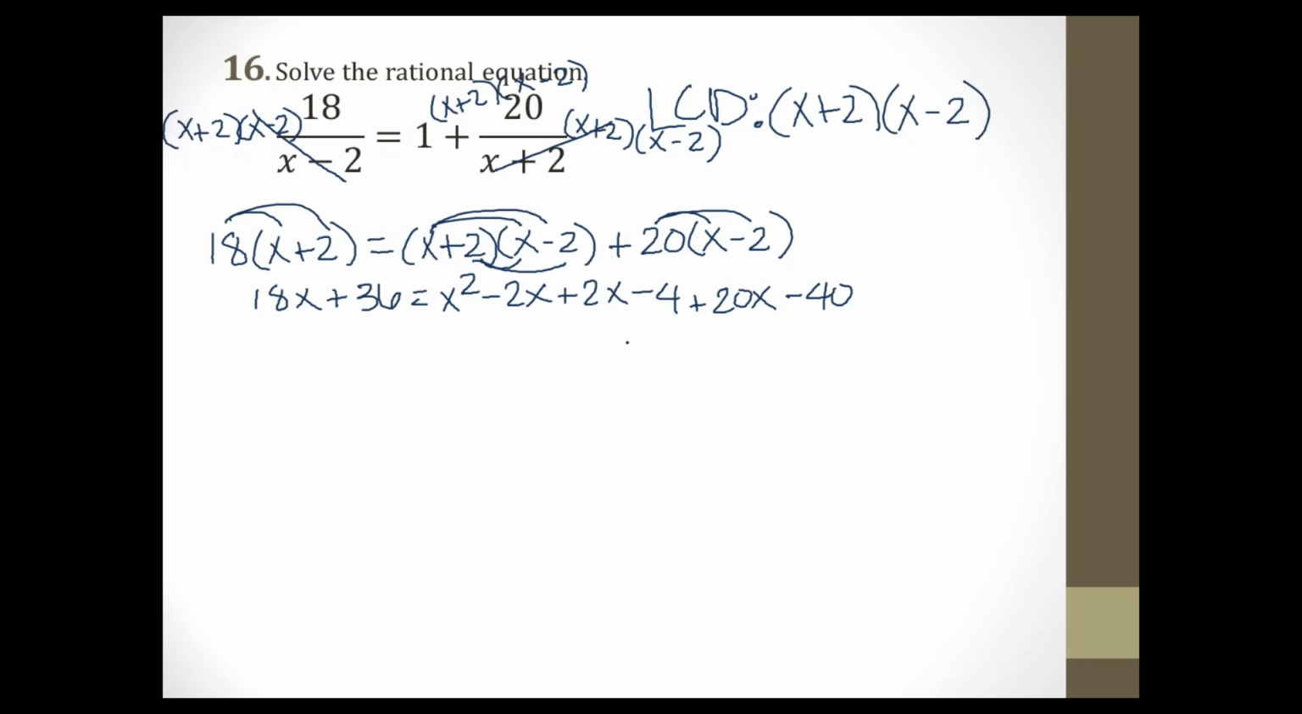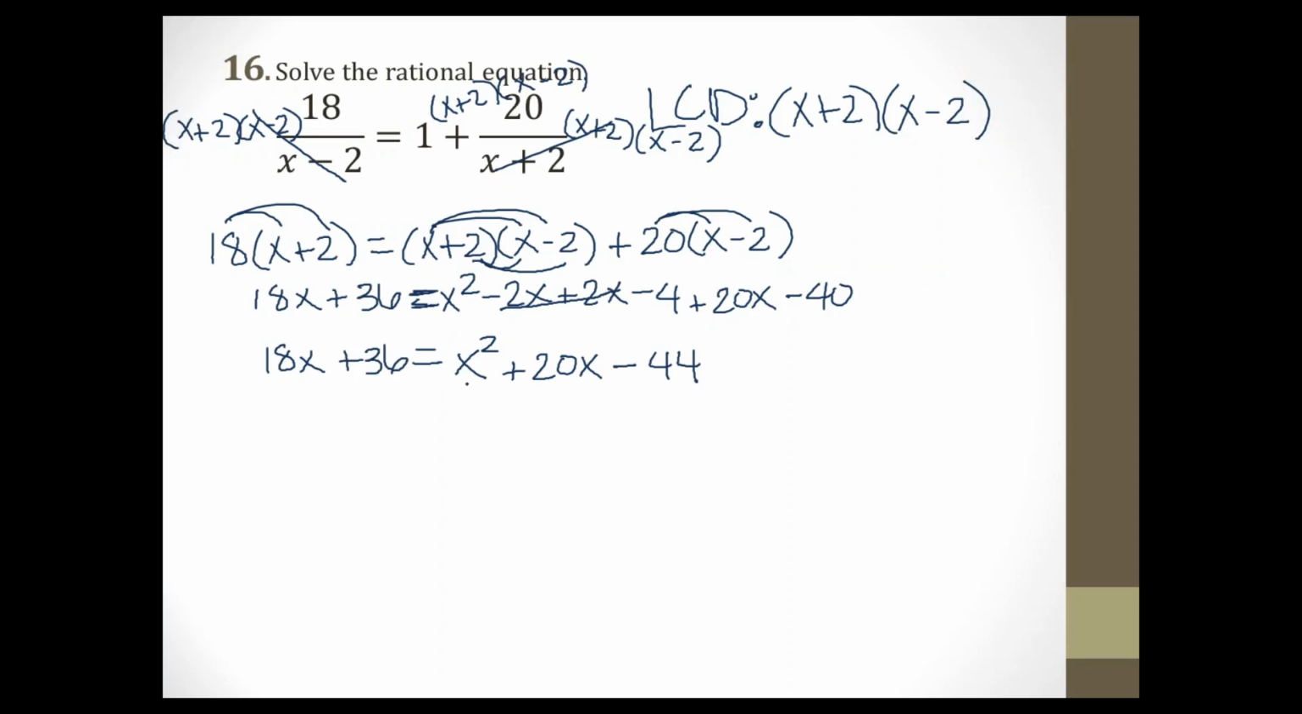So let's make sure and combine all of our like terms on each side of this equal sign. On the left-hand side, I don't have any like terms to combine, so I'm good over there. On the right-hand side, I have quite a few terms I can combine. So negative 2x plus 2x actually cancels to no x. So I just have my 20x, and then negative 4 minus 40 is negative 44. So on the right-hand side of the equal sign, I have x squared plus 20x minus 44. And then I'm going to bring down the left-hand side, 18x plus 36.